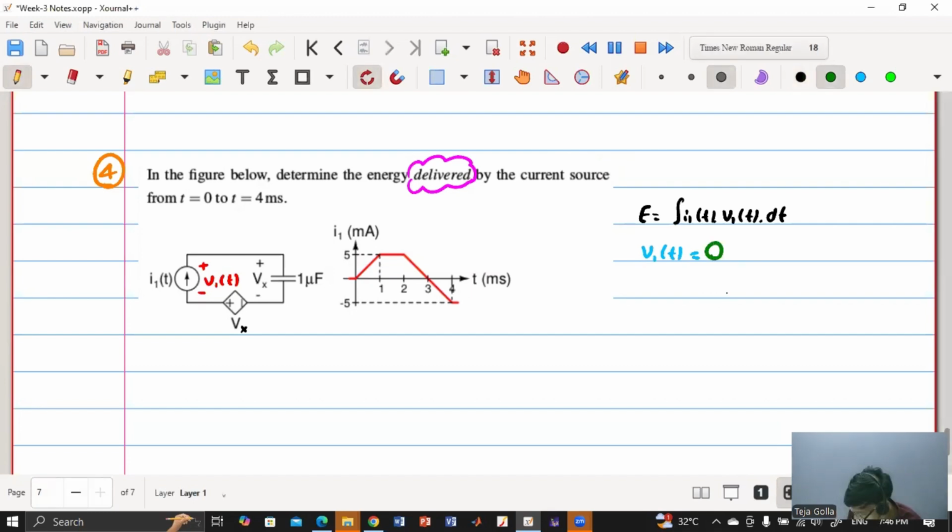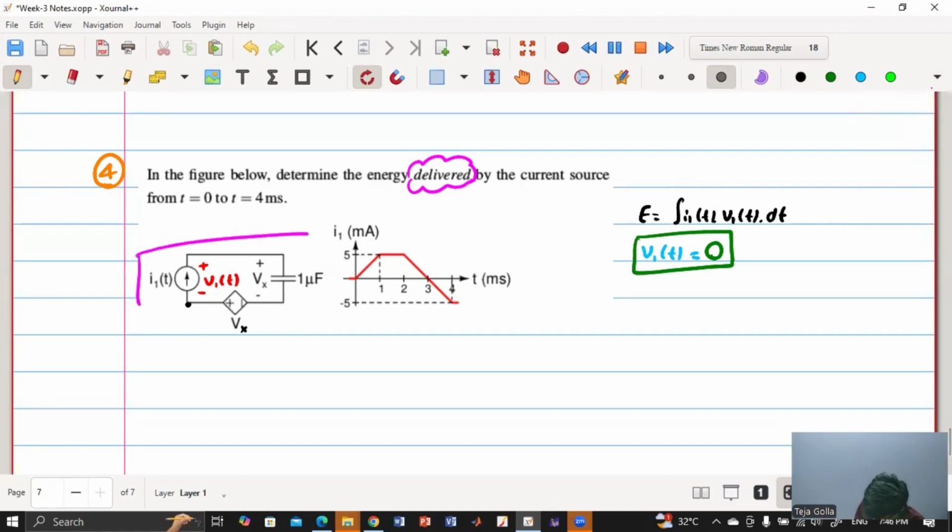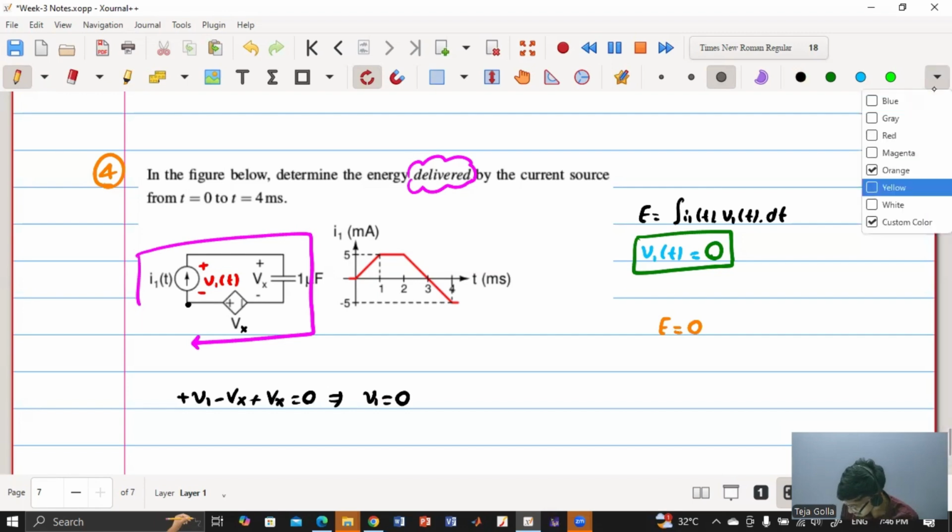V1 is 0. And how is V1 0? Let us apply KVL. I'll start from this point and traverse through the loop in this direction. So I'll have plus V1 minus Vx plus Vx is equal to 0, which means my V1 is equal to 0. So now what is the energy? Zero. Yes. Energy is 0.